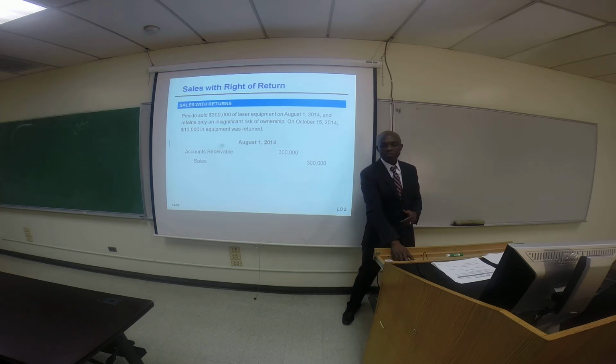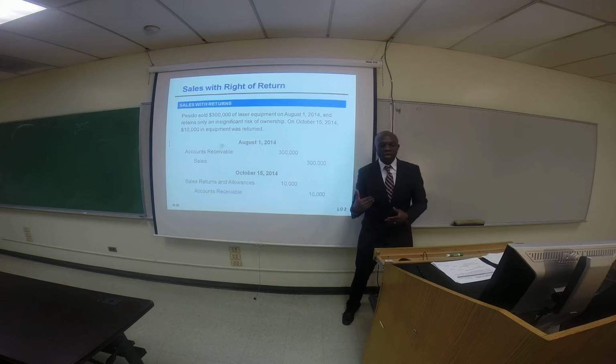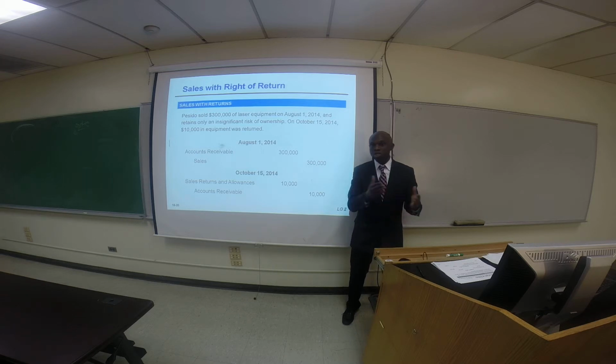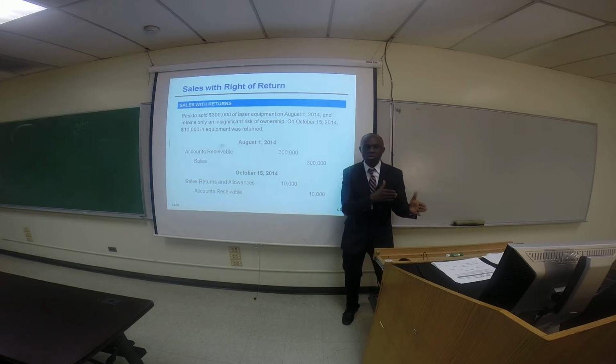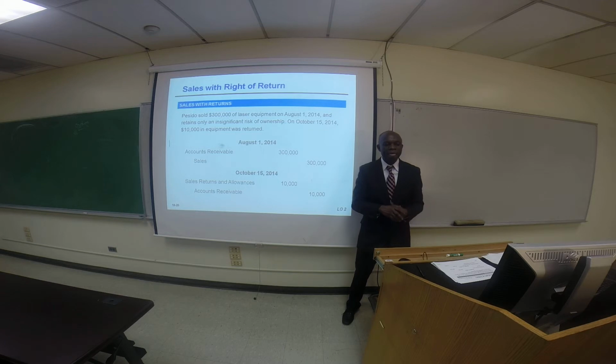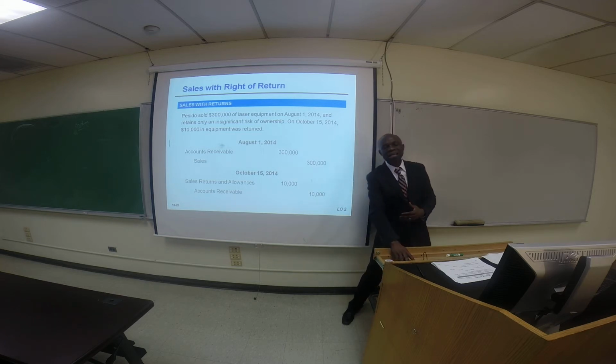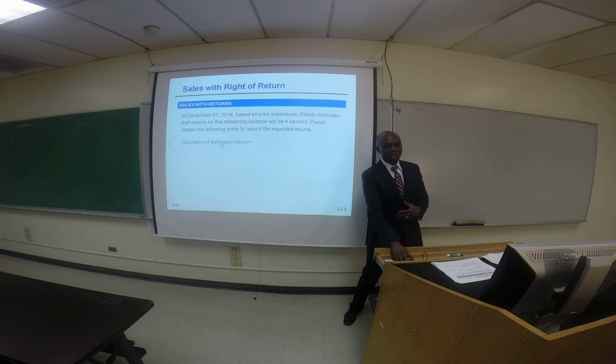Accounts receivable is debited for 300,000. Sales revenue is credited for 300,000. Now, the customer returned 10,000 of the 300,000. So we debit sales returns and allowances, which is a contra account to sales. So that decreases sales indirectly, and accounts receivable is credited. So the customer owes us $10,000 less. Now, take a look at what happened.